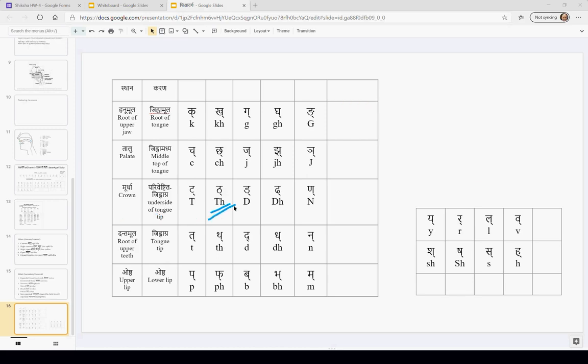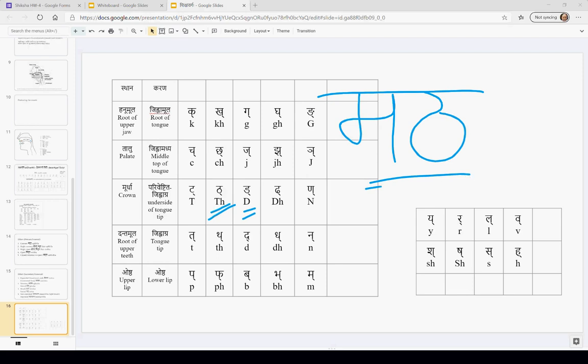Then there is for this one tha. We have matha. Yeah. Matha. Correct. Matha. Matha means house or dwelling. Dwelling.